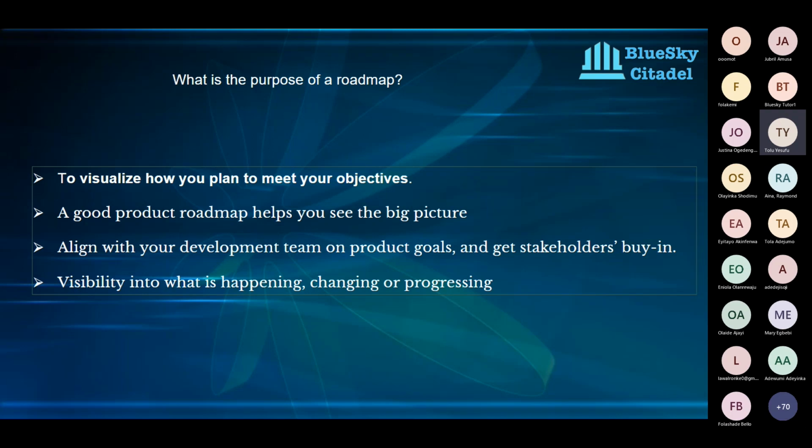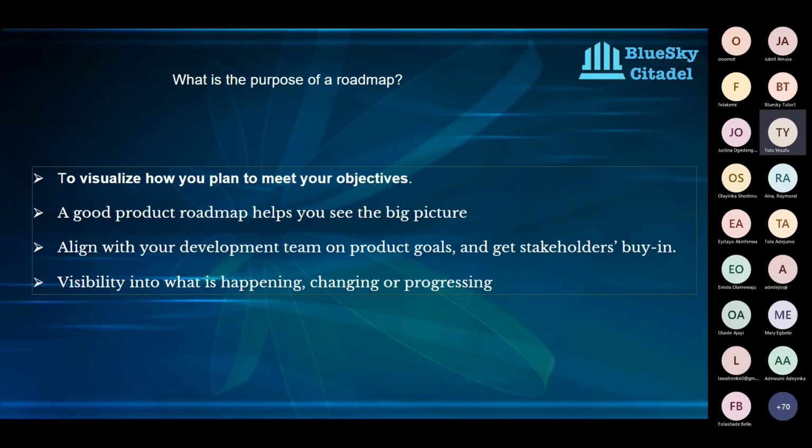You've worked with different teams on different projects. They would expect that you've seen a roadmap. There's no way you wouldn't have seen a roadmap. And so you might be of use to that BA to help that BA to start understanding how to map things out. Now, visibility into what is happening, what is changing, what is progressing.